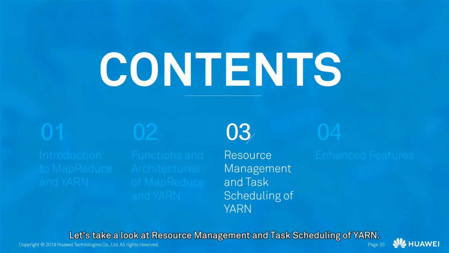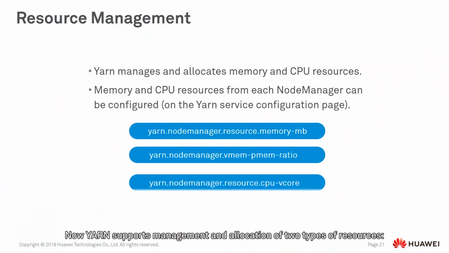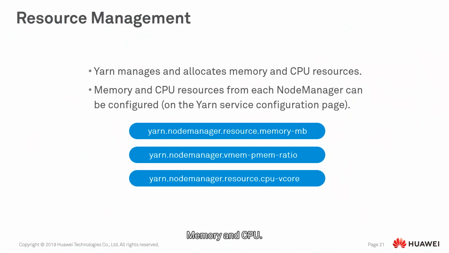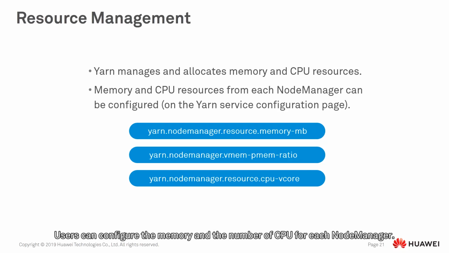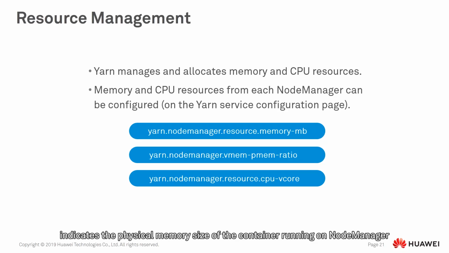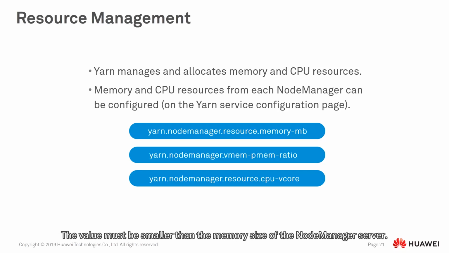Next, let's take a look at resource management and task scheduling of Yarn. Yarn supports management and allocation of two types of resources, memory and CPU. Users can configure the memory and the number of CPU for each node manager. The first configuration indicates the physical memory size of the container running on node manager, expressed in megabytes. The value must be smaller than the memory size of the node manager server.